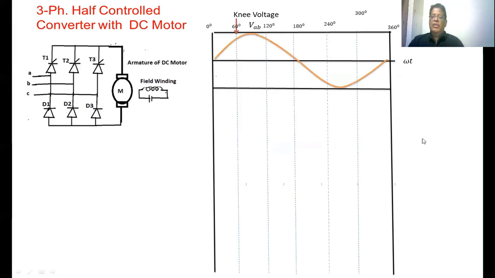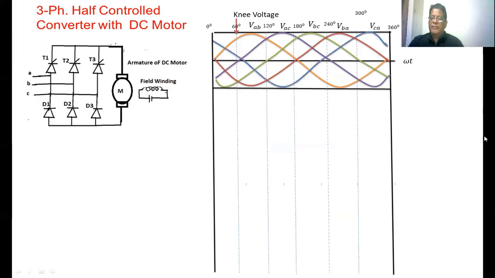This is the VAB voltage. The starting point of the VAB voltage is 0. Next, VAC voltage, the starting point is 60 degrees. Next, VBC voltage, the starting point is 120 degrees. Next, VBA voltage, the starting point is 180 degrees. VCA voltage, the starting point is 240 degrees. Next, VCB voltage, the starting point is 300 degrees. To analyze the circuit, we have taken the firing angle alpha equal to 30 degrees.